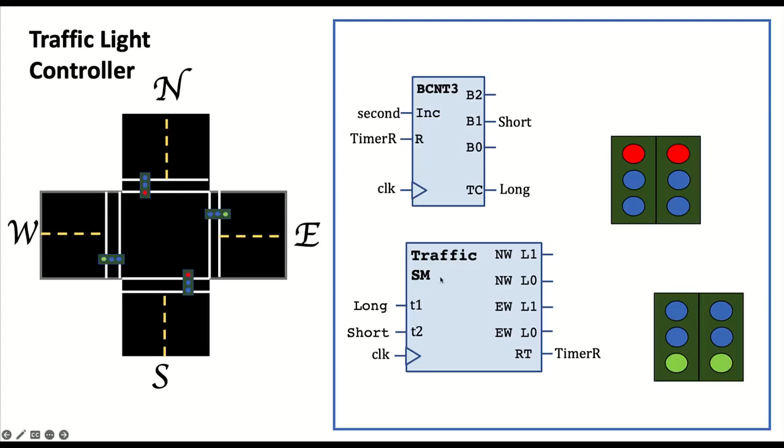Okay, so our traffic state machine needs to know about the timer. So it needs to know when a short amount of time is expired and a long amount of time. It needs to provide outputs for each pair of lights. And it needs to control the timer. So it needs to reset the timer whenever the light has changed. So it's going to make those connections, right?